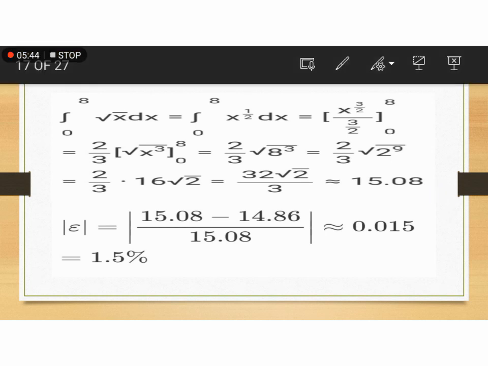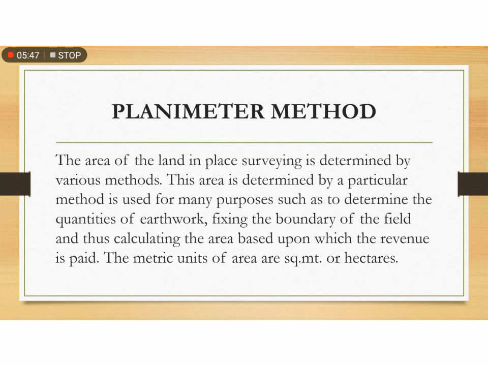So let's continue with the planimeter method. So what is the planimeter method? The planimeter method: the area of land in plane surveying is determined by various methods. So the planimeter method is for land, when you measure land, for example, you measure how many hectares or how many square meters your land is.